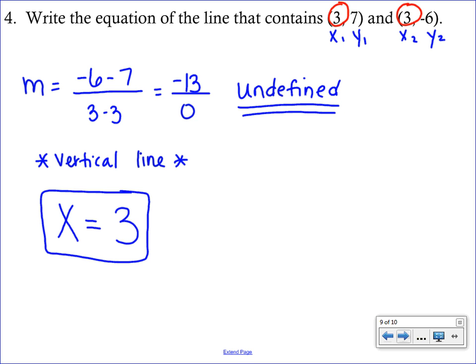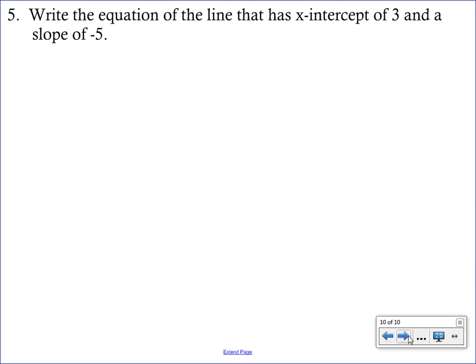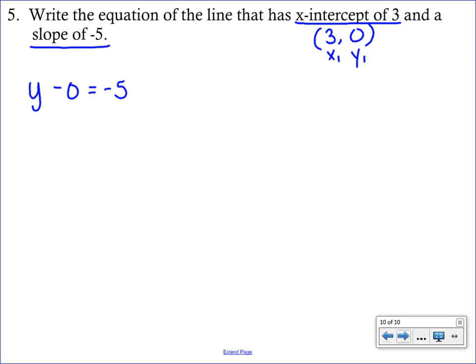All right, our last example, write the equation of the line that has an x-intercept of 3 and a slope of negative 5. So this is really tricky. An x-intercept is really giving us a point. And you have to remember that an intercept has a 0 in it, and because it's the x-intercept, that means that y is 0. So what you want to do is translate that to your point, your x1, y1. And then we're lucky because we're given the slope again, so we know that the slope is negative 5. So we plug stuff into our equation here. It's y minus 0 equals negative 5 times the quantity x minus 3.